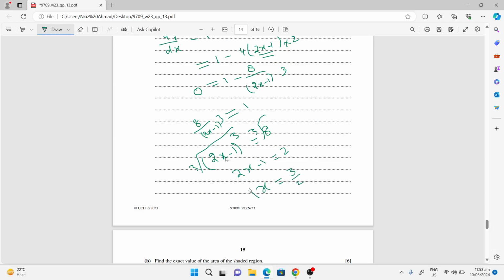So yes, it has been proved the x coordinate is 3 by 2, and you can also get the y coordinate as well. When x is 3 by 2, y is 1 plus 2 over 2 times 3 by 2 minus 1 whole square. So your y coordinate will be 2. So you have proved that the x coordinate is 3 by 2.